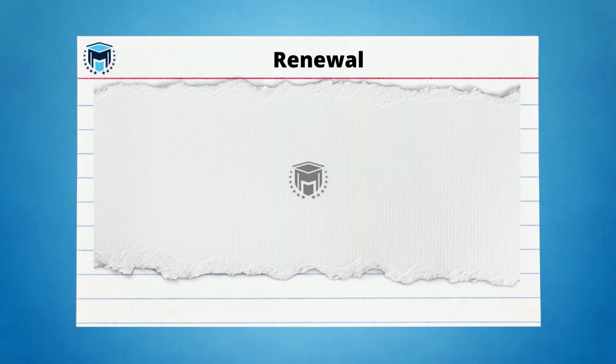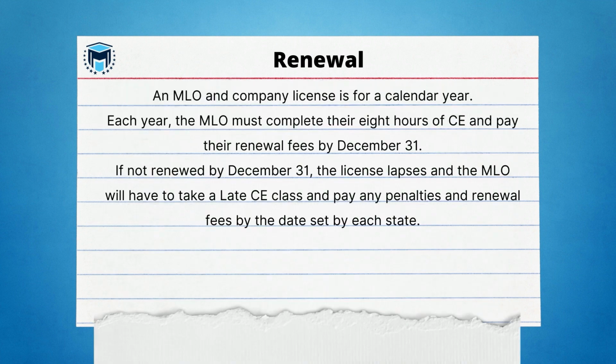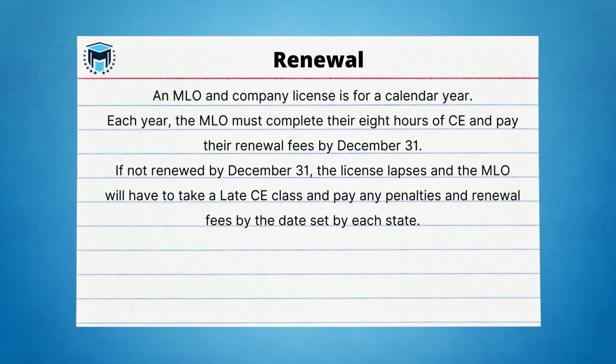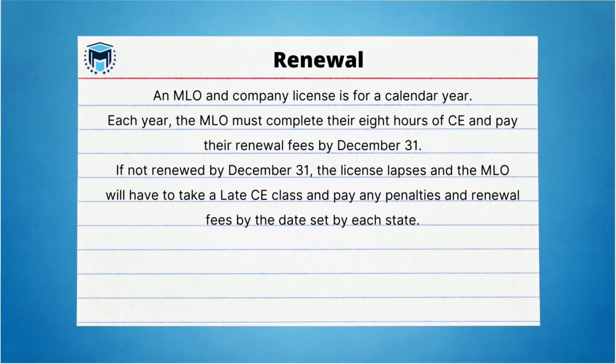Renewal. An MLO and company license is for a calendar year. Each year, the MLO must complete their 8 hours of CE and pay their renewal fees by December 31st. If not renewed by December 31st, the license lapses and the MLO will have to take a late CE class and pay any penalties and renewal fees by the date set by each state.